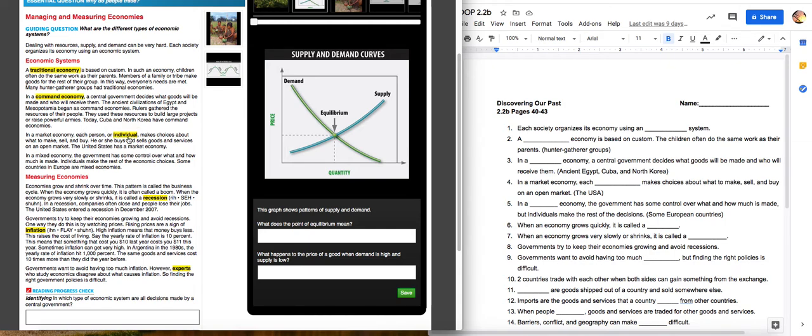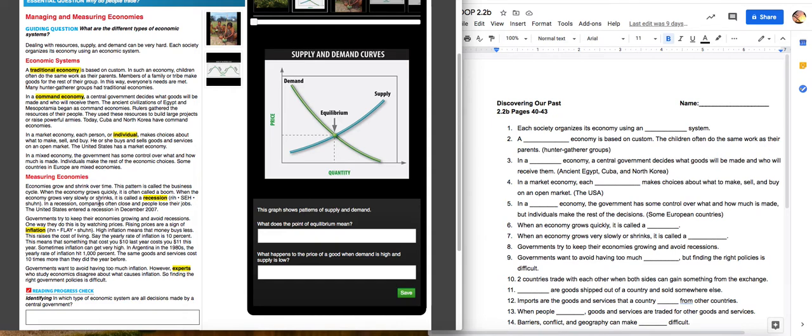Okay, so you got the first 5 of your notes done. Moving on, measuring economics. Economies grow and shrink over time. This pattern is called the business cycle. When the economy grows quickly, it's called a boom. Number 6 in your notes. When the economy grows very slowly or when it shrinks, it's called a recession. Number 7 in your notes. In a recession, companies often close and people lose their jobs.